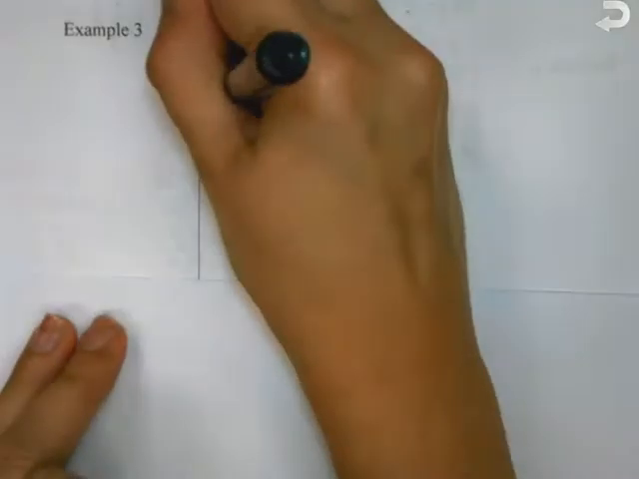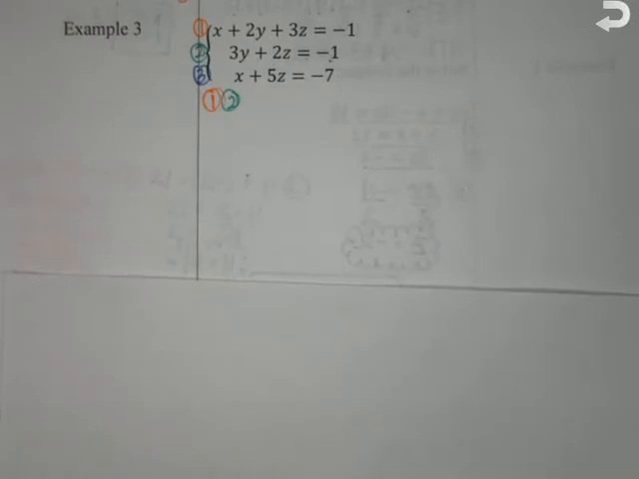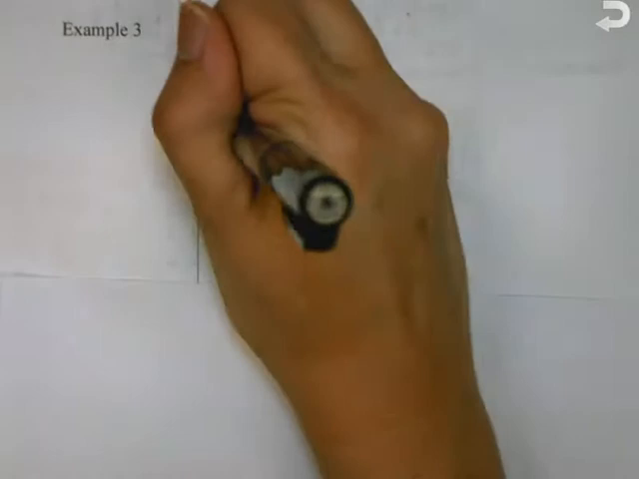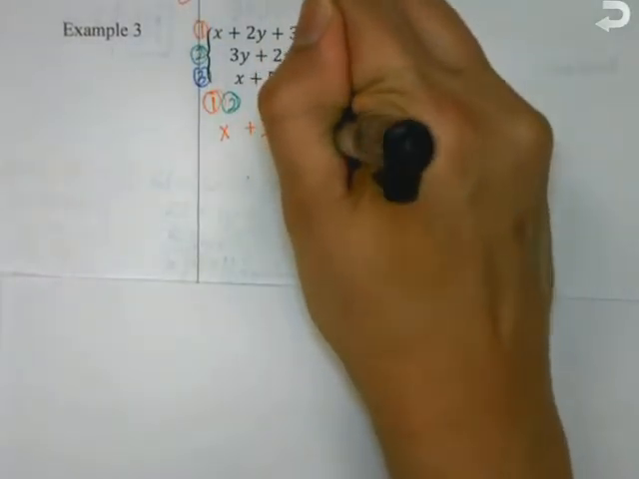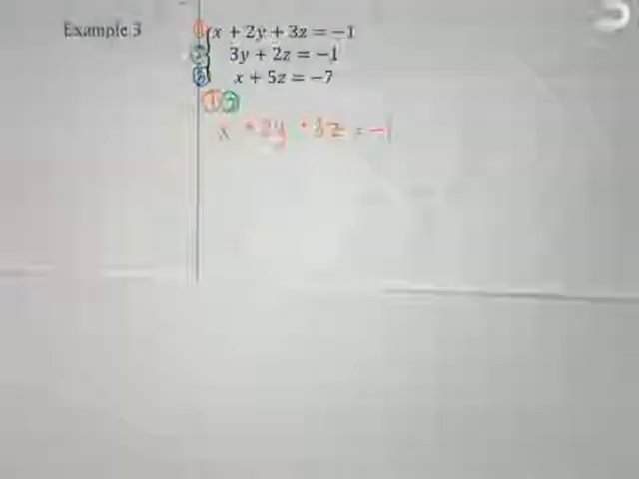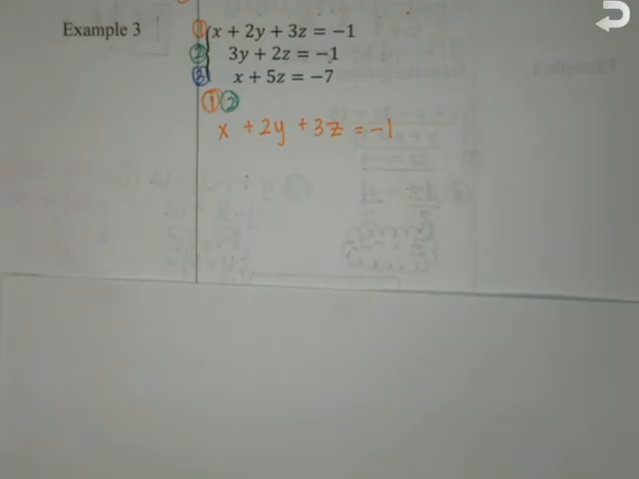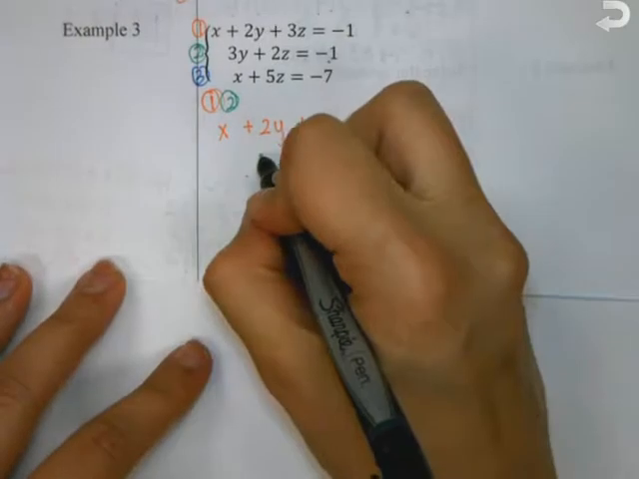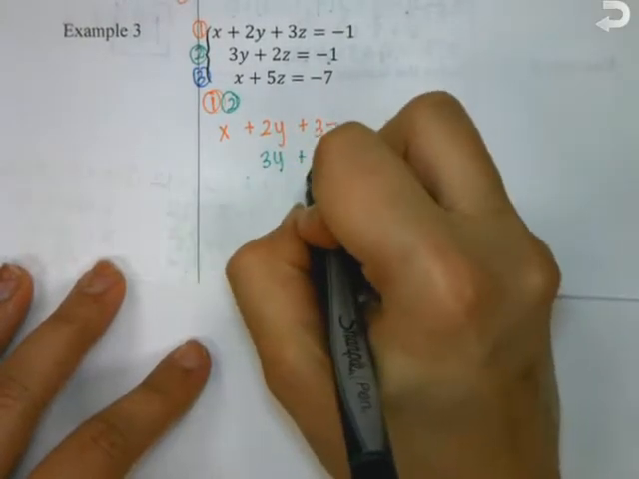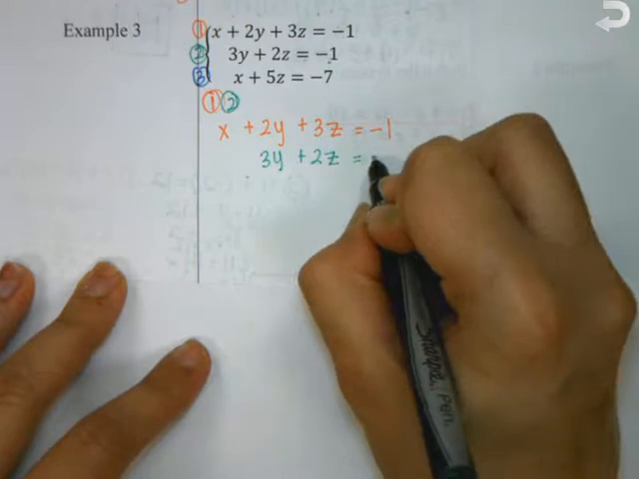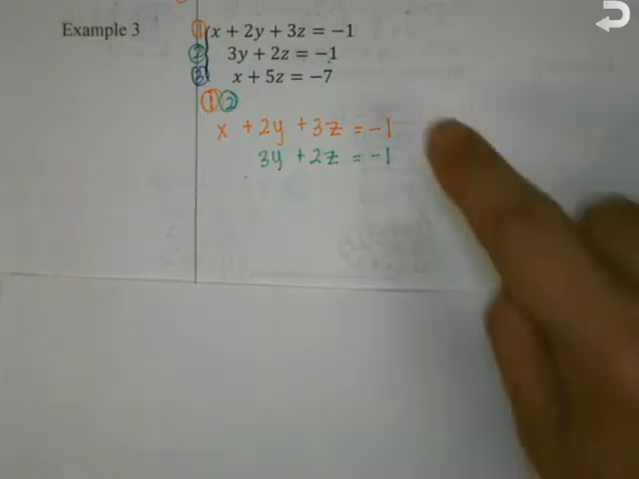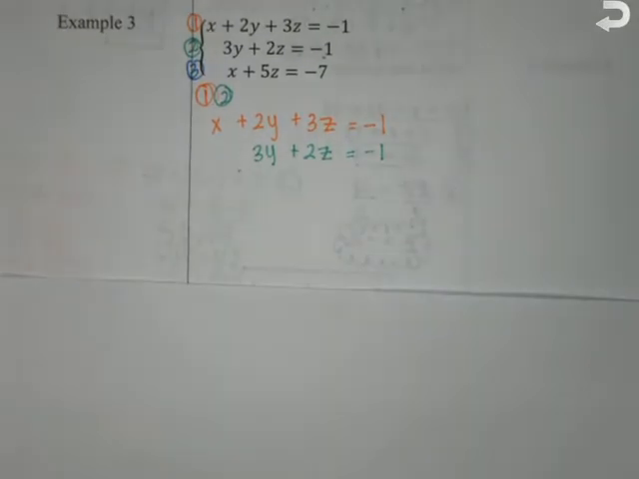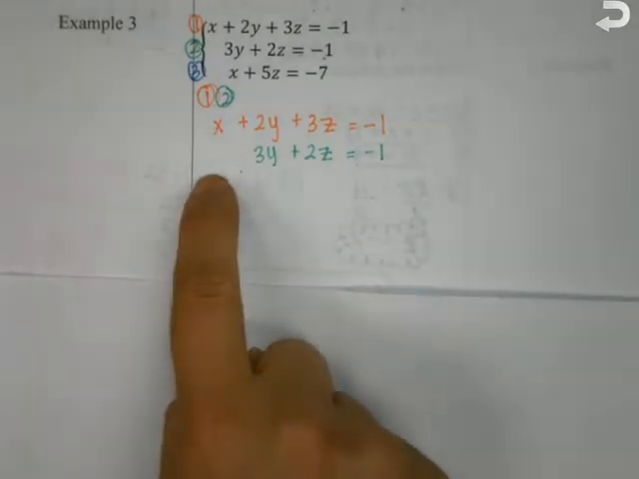And then let's write it out. So we have x plus 2y plus 3z equals -1. And then I like to line up the variables, okay? So let's line up 3y plus 2z equals -1. What we want to do is eliminate one of the variables. We can't eliminate x, obviously, because we don't have any x's here. So what do you guys want to eliminate, y's or z's?